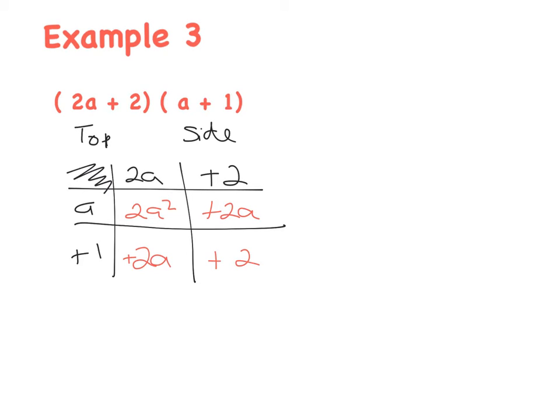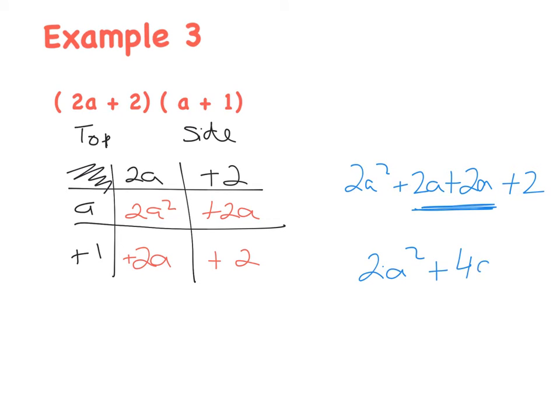Again, bring my answer together. So it is 2a squared plus 2a plus 2a plus 2. And I notice I can group a little bit just with this section here. And it becomes 2a squared plus 2a, and 2a is 4a plus 2. And so I've multiplied this out to give me a much simpler version, 2a squared plus 4a plus 2.